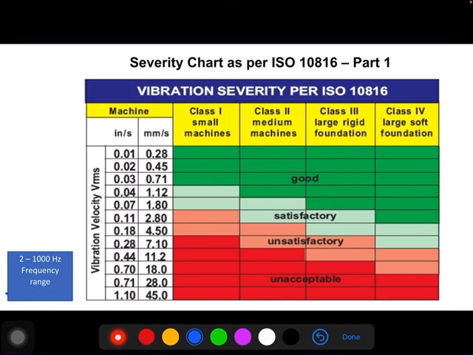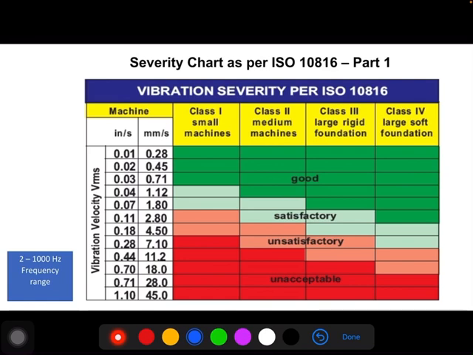In case of class 1, 0.71 is good, satisfactory is 1.8, 4.5 is unsatisfactory, and danger zone is above 4.5. Similarly, class 2 is 1.12 good, and 2.8 is satisfactory, above 2.8 to 7.1 it is unsatisfactory, and above 7.1 is danger zone. So you can see class 3 and class 4 in a similar manner. What I explained in the earlier slide, we can have in table format like this to understand clearly about the vibration limit for different classes of the machine.